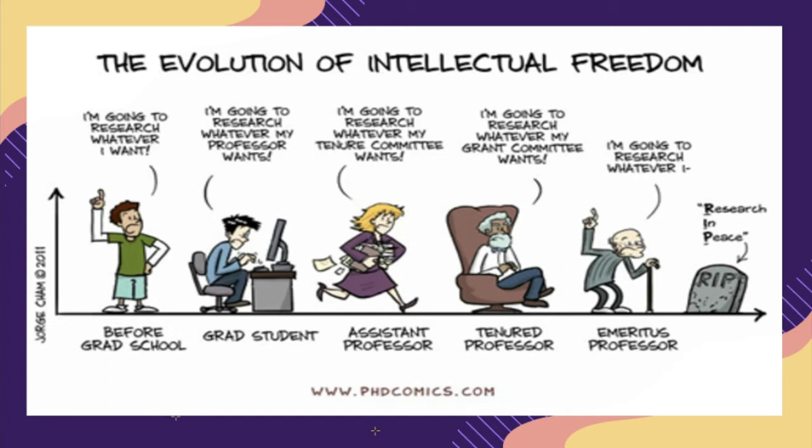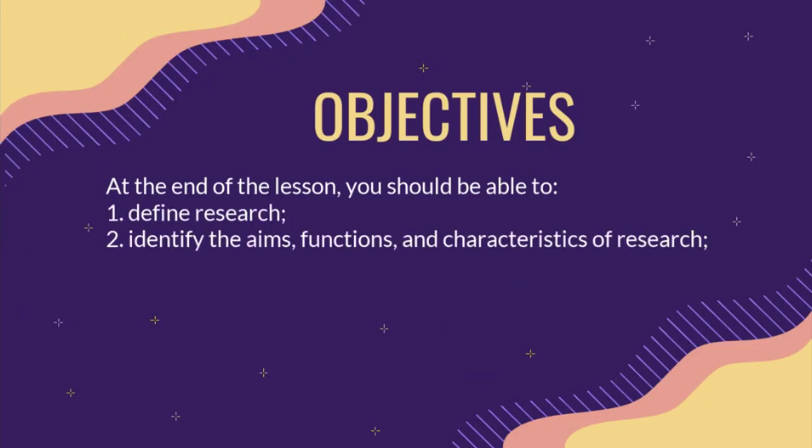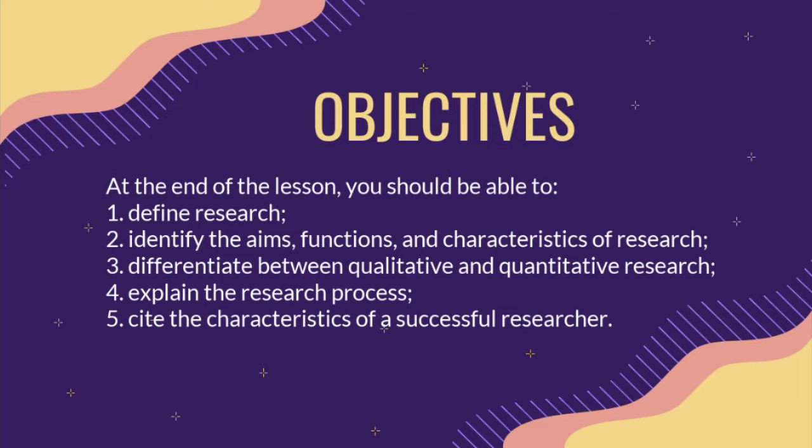So before we proceed to our lesson for today, here are the objectives that you should remember. Define research. Identify the aims, functions, and characteristics of research. Differentiate between qualitative and quantitative research. Explain the research process. And lastly, cite the characteristics of a successful researcher.